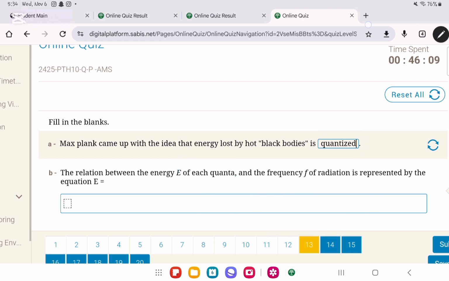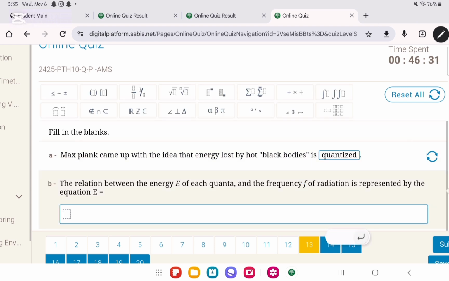So here they didn't give us any numbers, instead they asked us to write the relation. So we know that the energy of each quanta is equal to the constant h multiplied by f, or you can write it as hf. Very simply, you can write it h times f or hf, but it's preferable that you write it as hf. So again, Mr. Planck came up with the idea that energy lost by black bodies is quantized.